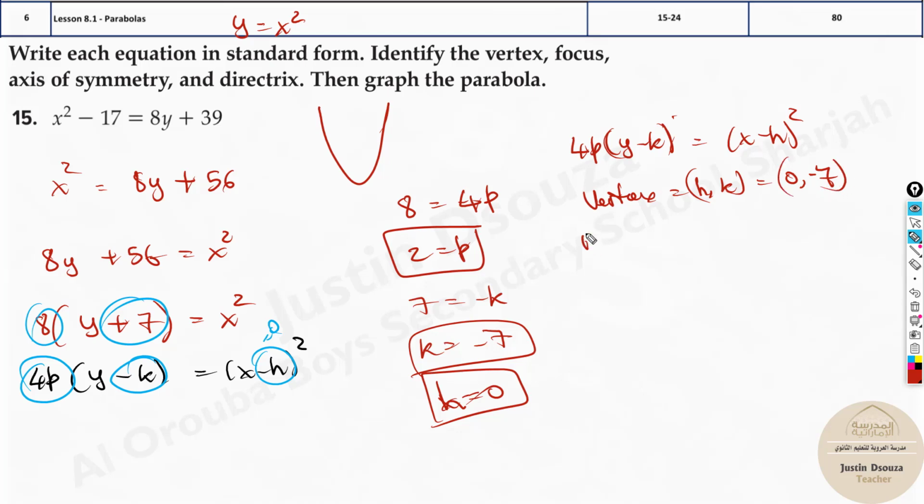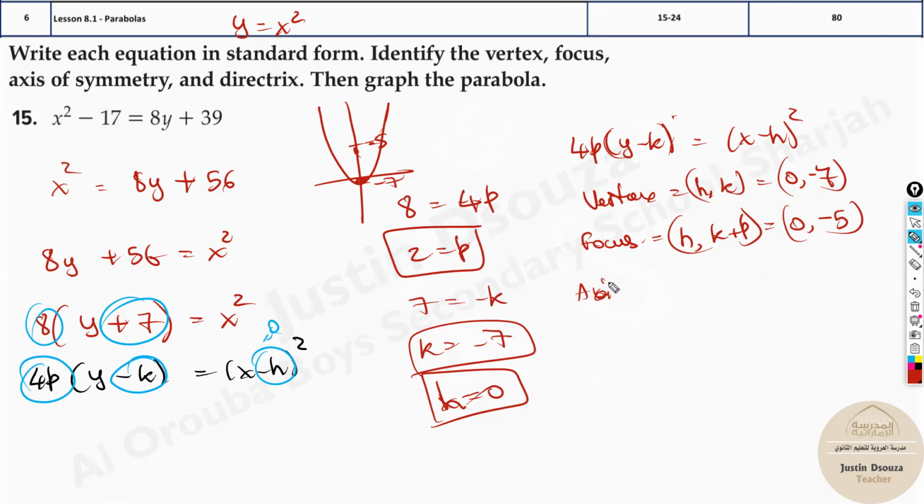Then we had the focus. What is the focus? Now here, which orientation is it? See, this over here is the vertex, which means the focus will be somewhere over here. The x value will be the same, and the y value is k plus p. So the focus is (0, ?). What is the p value? It is 2. So minus 7 plus 2, I'll write it directly, is minus 5. If this is, say, minus 7, this is minus 5. That is the focus.